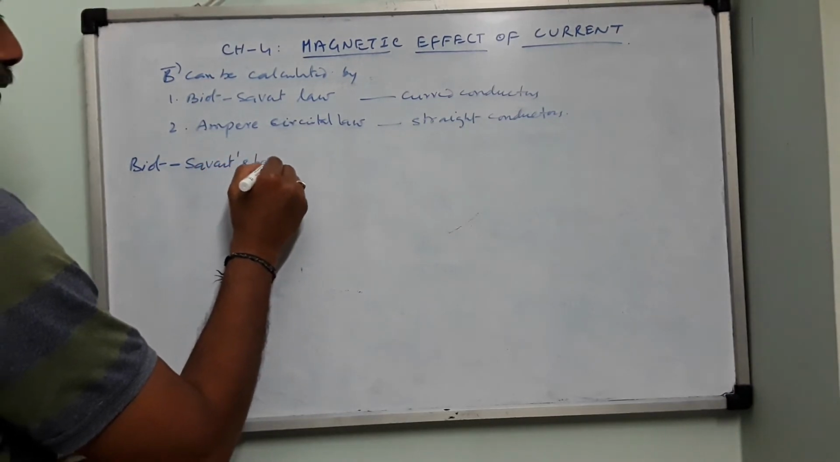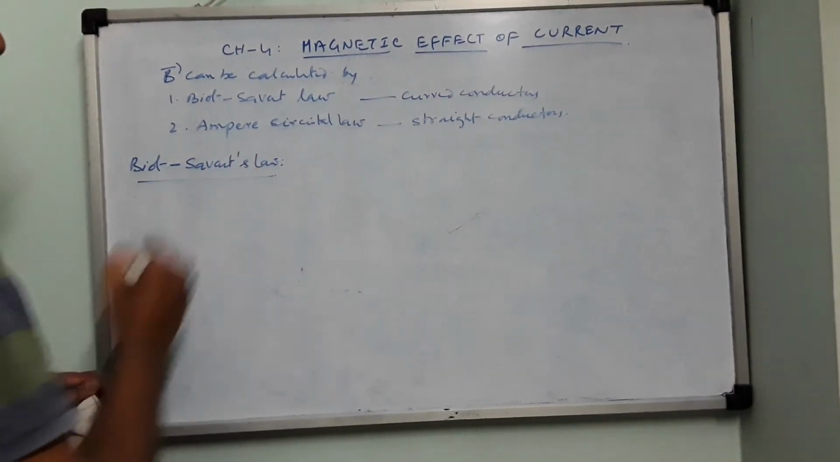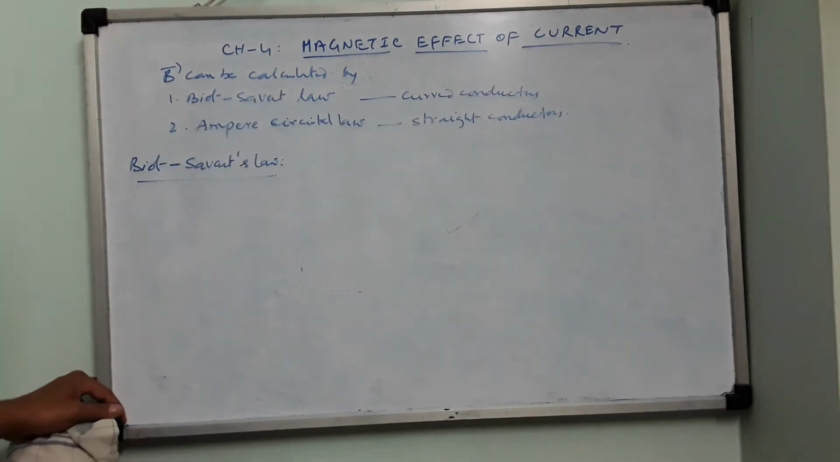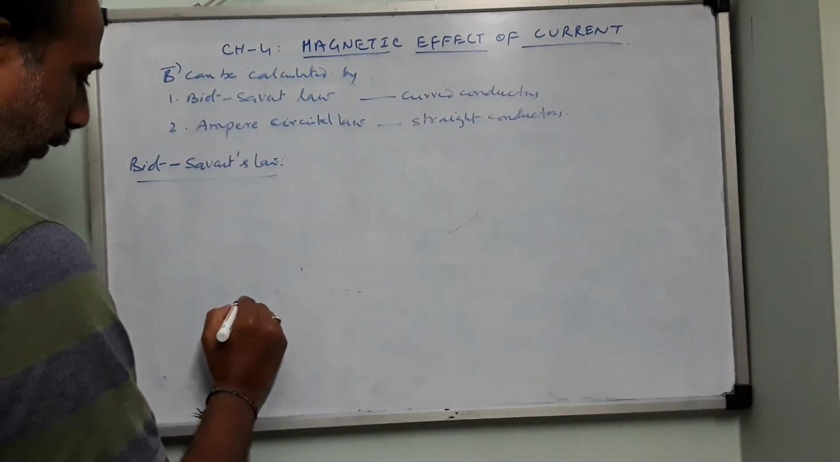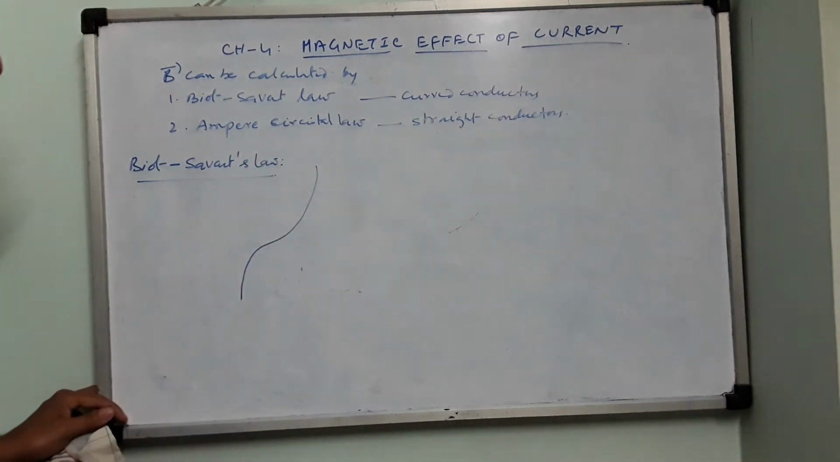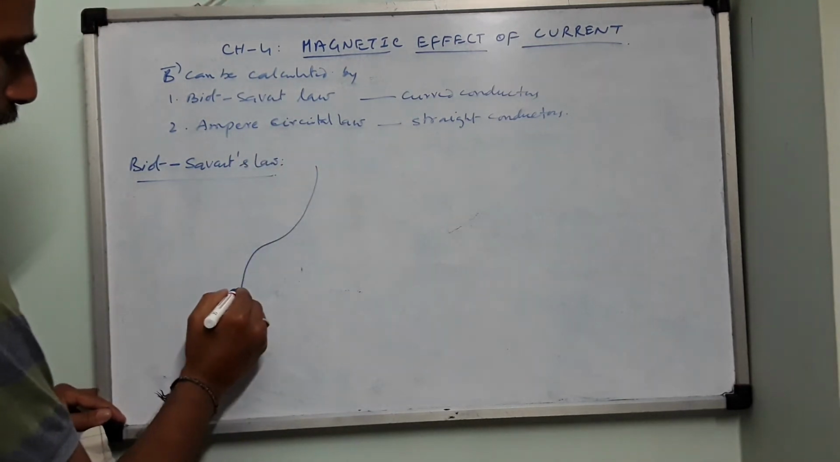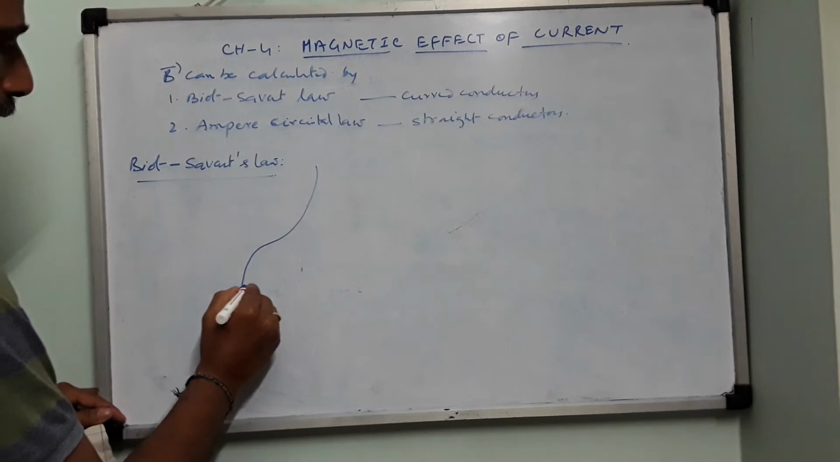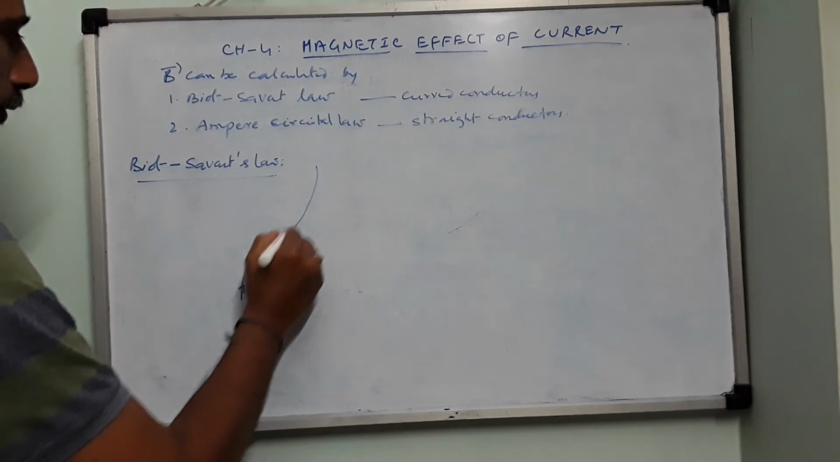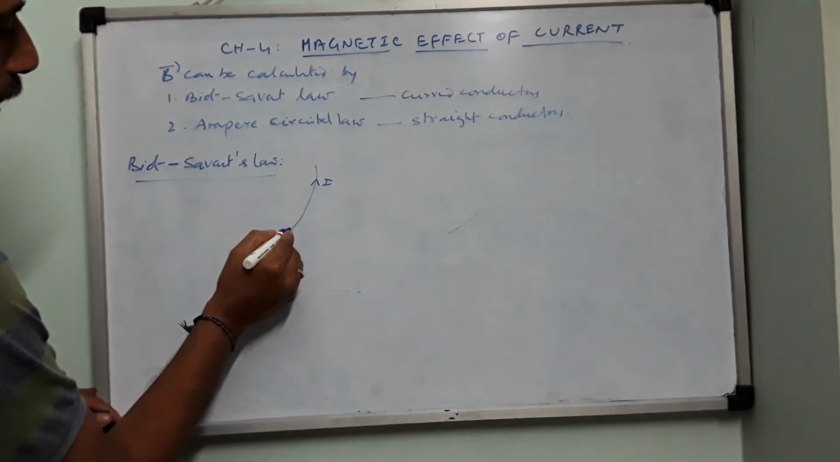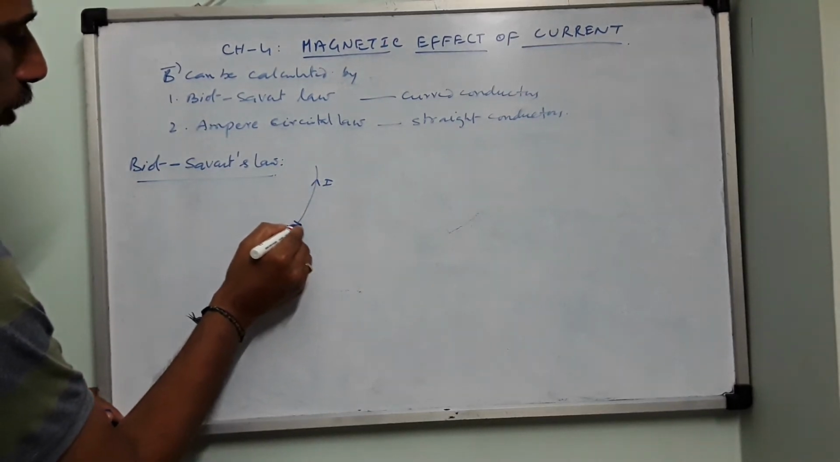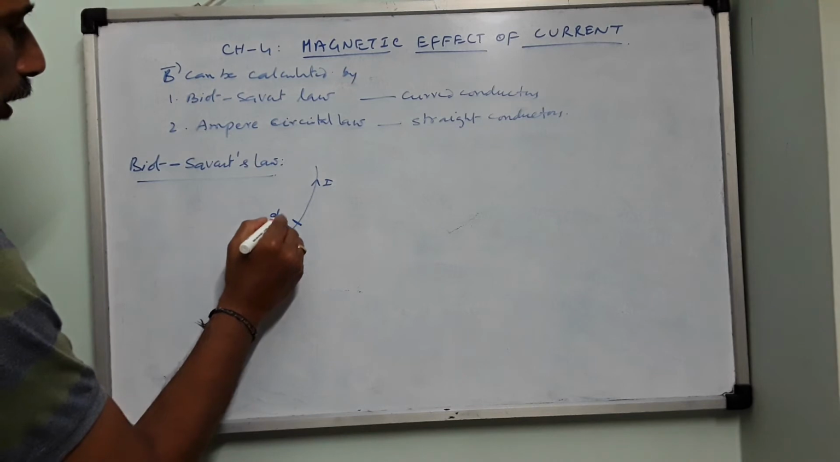Biot-Savart's law is applicable for a curved conductor. So we'll take a curved conductor here, some random shape like this. Here a current I is flowing like this. I consider a segment which is almost straight, whose length is dl.